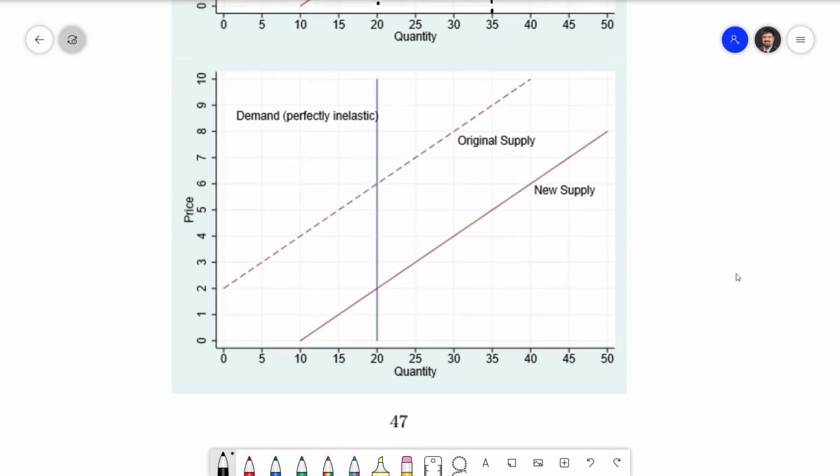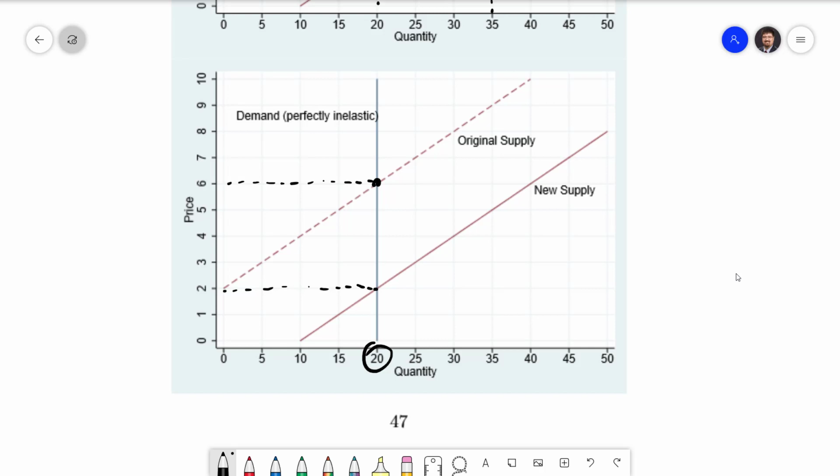In this third graph, I've again kept the supply the same, but have now made the demand perfectly inelastic. Again, the original equilibrium point is exactly the same at 6 and 20. When I shift the demand curve to the right, what happens is the price goes down greatly. Remember that before, with the original demand curve, it only went down to 4. It's gone down to 2 this time, but the quantity has stayed the same because, again, the perfectly inelastic demand curve.